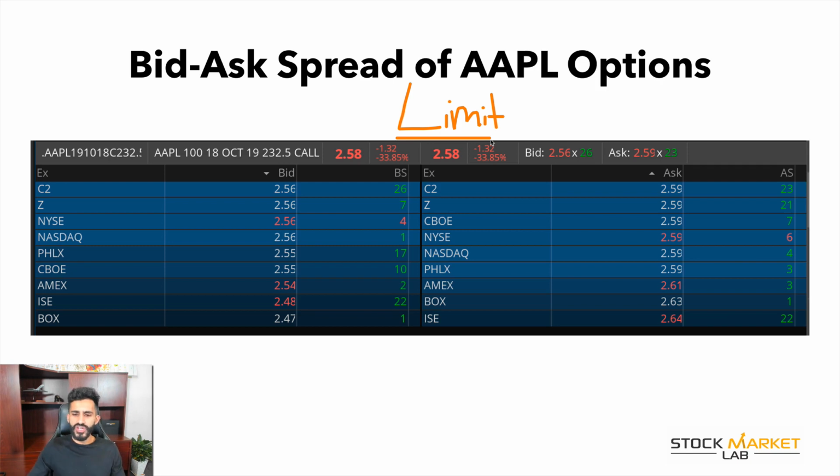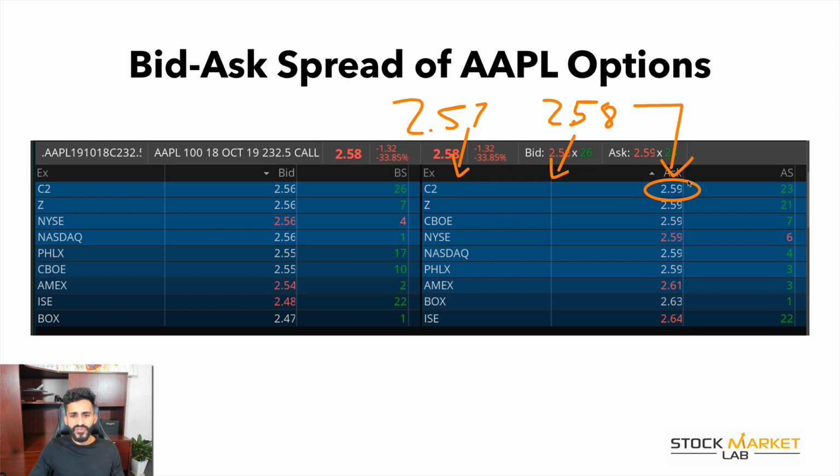Now, in this situation, if I want to buy 500 contracts, I would use limit and I would put in the price I want to buy it at. Since the spread is pretty tight, I can say I want to buy it for 257, and I might get filled. I can say I want to buy for 258, I might get filled. But if I want to get filled 100% right now and have the highest probability, I hit the ask at 259 and it'll most likely fill me.